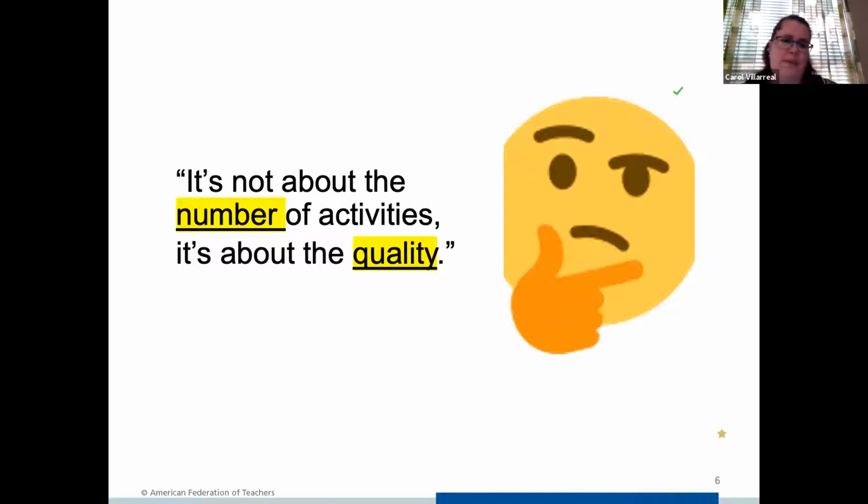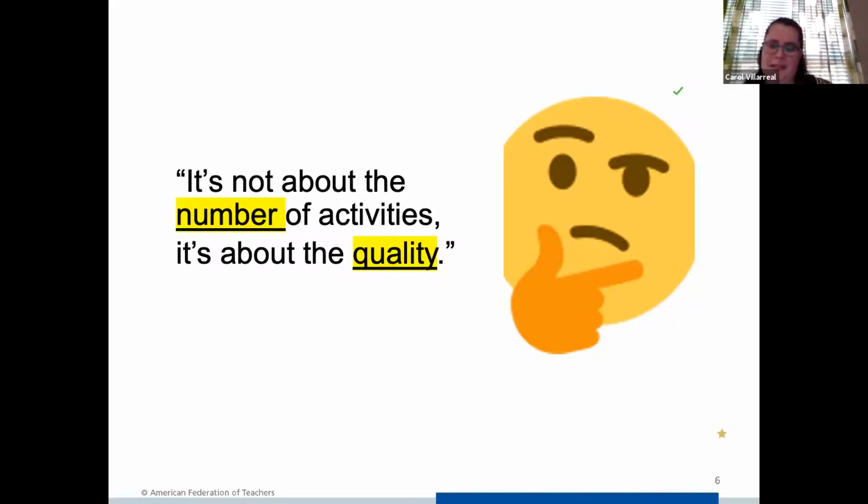So what's important about this quote? It's not about the number of activities, it's about the quality. So how is that differentiation? Okay, so it's meeting the student's needs. Yes, Rebecca, thank you. What else can you say about this quote when it comes to differentiation?